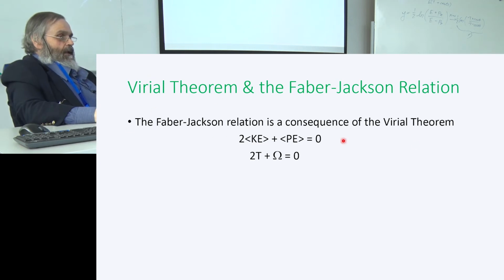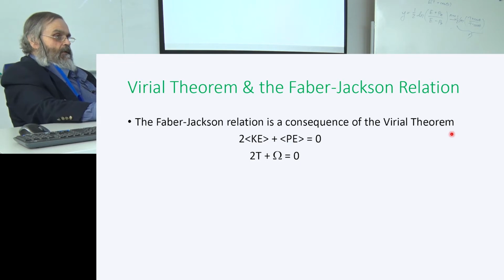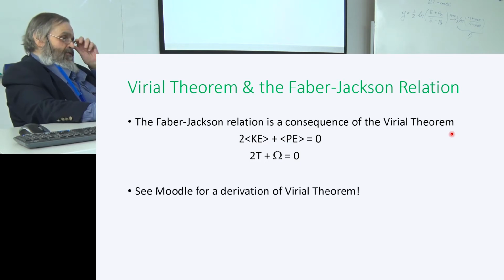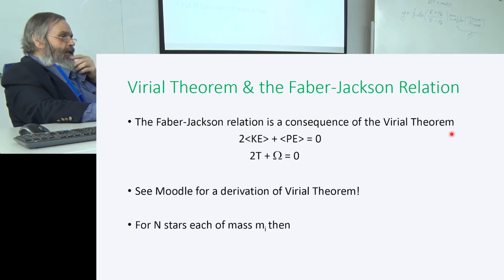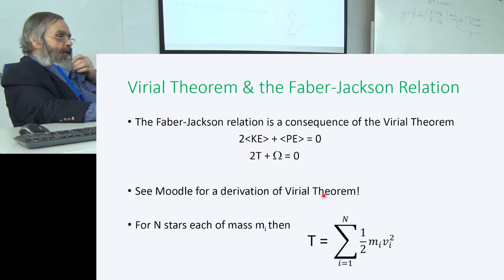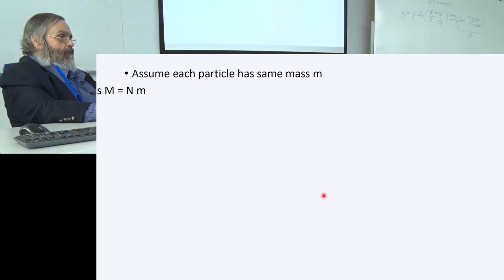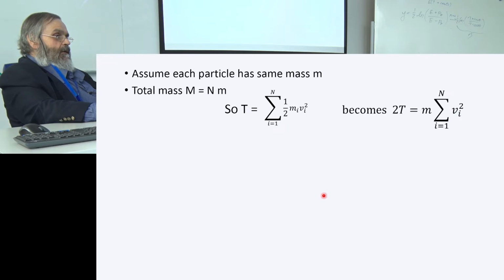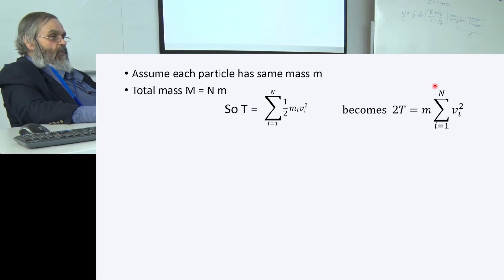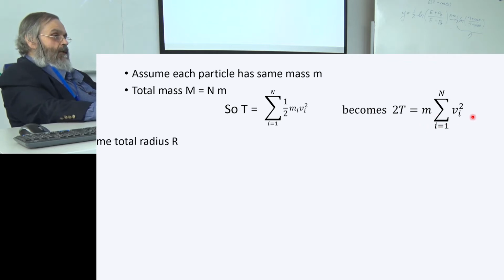So the Faber-Jackson relation is a consequence of the virial theorem. As I said, there's a derivation of that on Moodle, but you've probably seen it before. For n stars of mass m_i, the kinetic energy is just a half m_i v_i squared. The total mass is n times m, so taking this 2 over here, 2T will be m times the sum from i equals 1 to n of v_i squared.